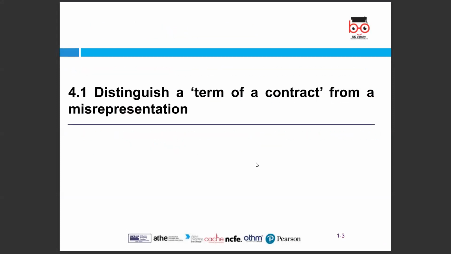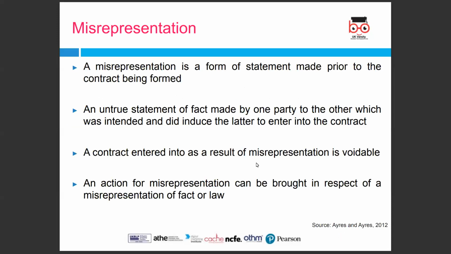So 4.1, we need to distinguish a term of a contract from misrepresentation. Misrepresentation is a form of statement made prior to the contract being formed. It's an untrue statement of fact made by one party to the other party which was intended to and did induce the latter to enter into the contract. A contract entered into as a result of misrepresentation is voidable. An action for misrepresentation can be brought in respect of misrepresentation of fact or law.